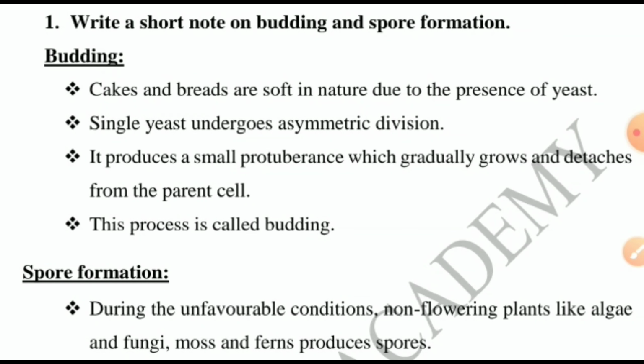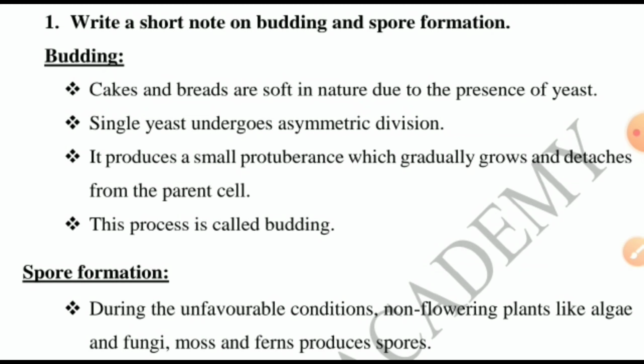Budding. Cakes and breads are soft in nature due to the presence of yeast. A single yeast undergoes asymmetric division. It produces a small protuberance which gradually grows and detaches from the parent cell. This process is called budding.